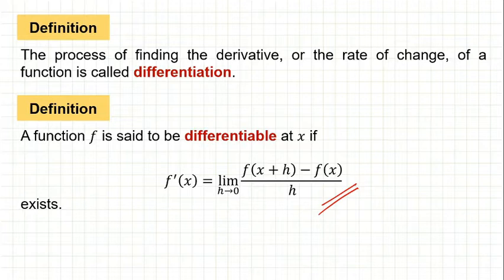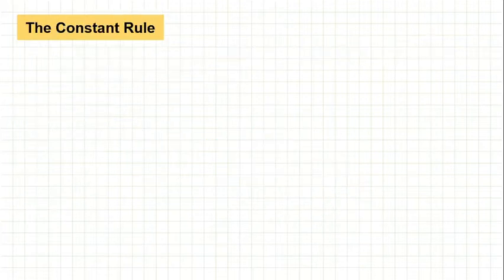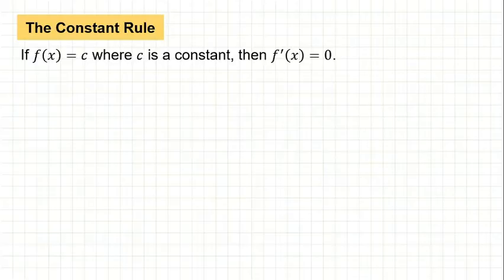Okay, so to start, let us have the first one. And this is what we call the constant rule. So what does the constant rule say? So according to this rule, if f of x is equal to c, where c is a constant, then f prime of x, or the derivative of f at x, is equal to 0. In other words, the derivative of a constant function is always equal to 0.